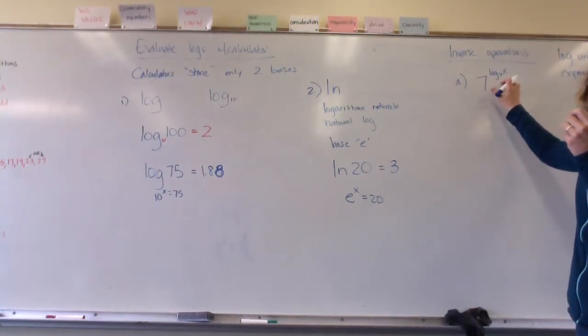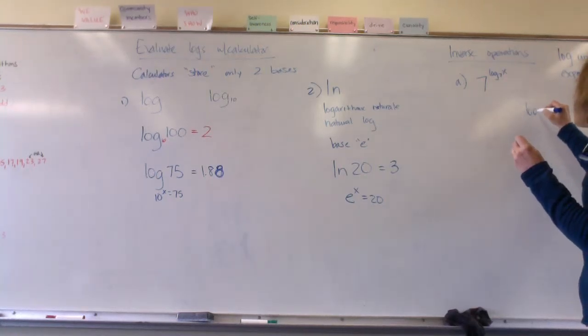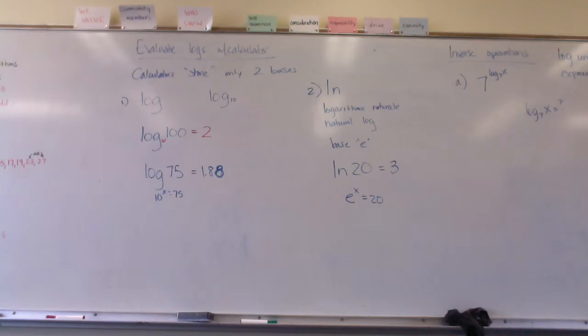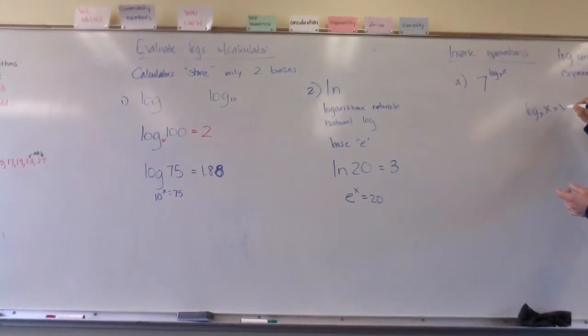Let's just look at this part of it. Log base 7 of x equals question mark, right? So what does this mean? 7 to the question mark equals x. Let me call it a y. So 7 to the y equals x. Does that work for everybody?